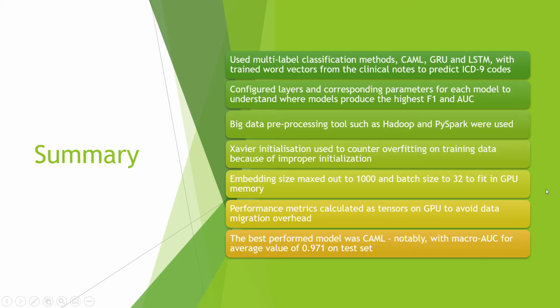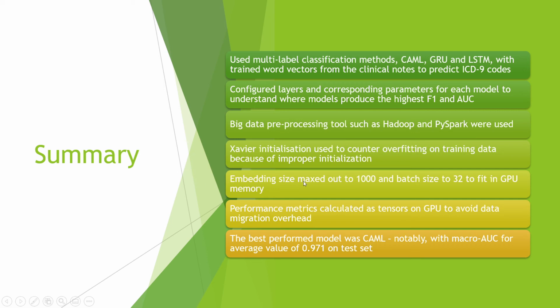So for the summary of our findings and our research, we used the multi-label classification methods CAML, GRU, and LSTM. We learned that configuring layers and corresponding parameters for each model is a very important step and crucial to understand where models produce the highest F1 and AUC. We learned that big data pre-processing tools such as Hadoop and PySpark are very important. Xavier initialization is very critical to counter overfitting on the training dataset because of improper initialization from the beginning.